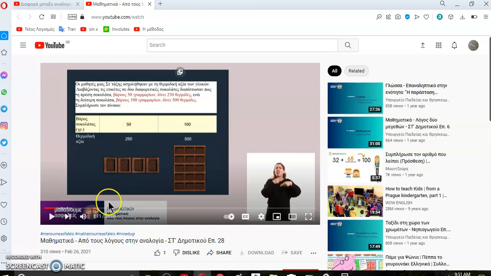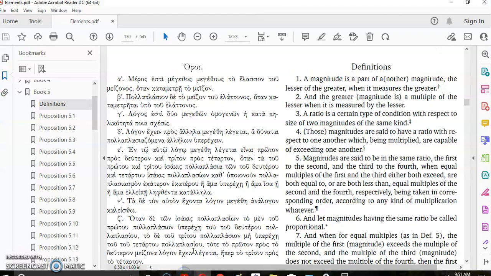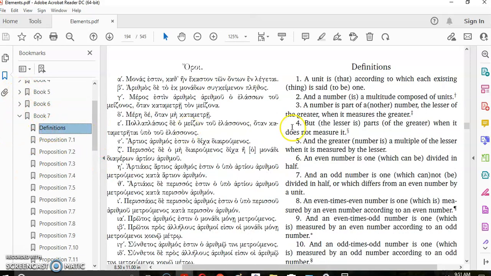we have number. So what is the Greek understanding of magnitude and number? It's that they're both number, but Greeks don't really even understand that in book 7, where number is formally defined, there is no difference between a number and a fraction. Okay, so the first definition says a unit is that according to which each existing thing is said to be one. That's really a very bad definition.